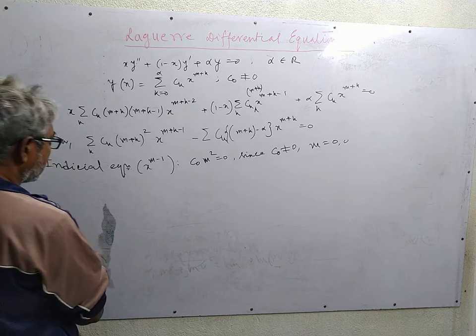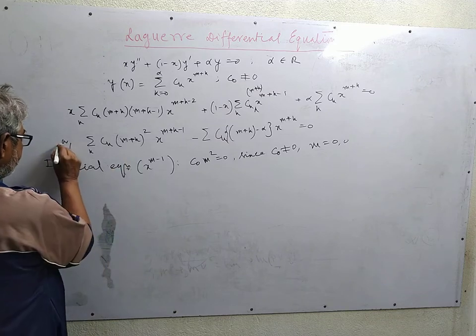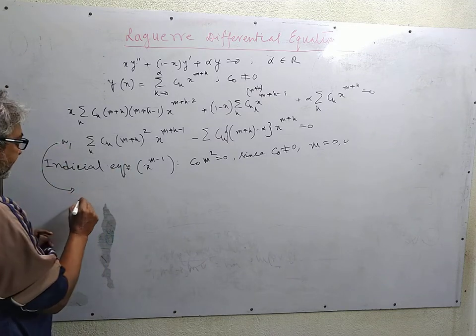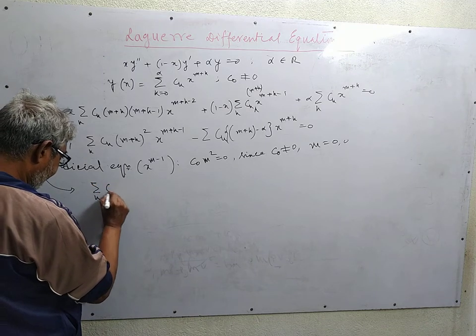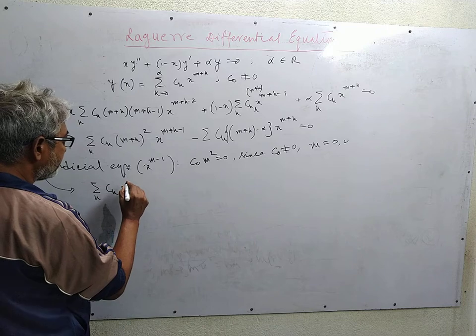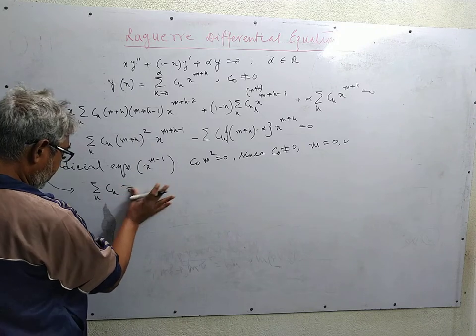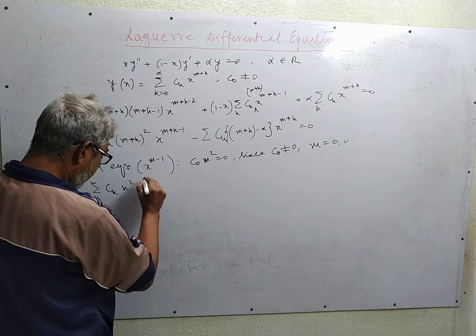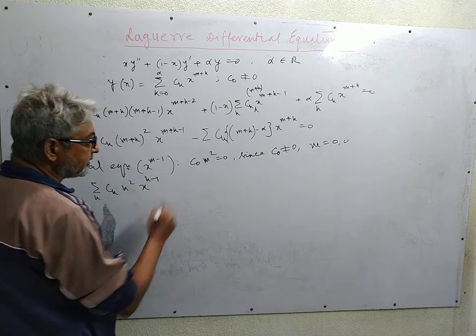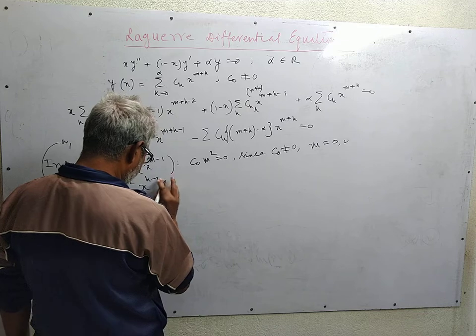The recurrence relation with this equation simplifies to summation over k of c k k square x to the power k minus 1, and we take it on the other side.